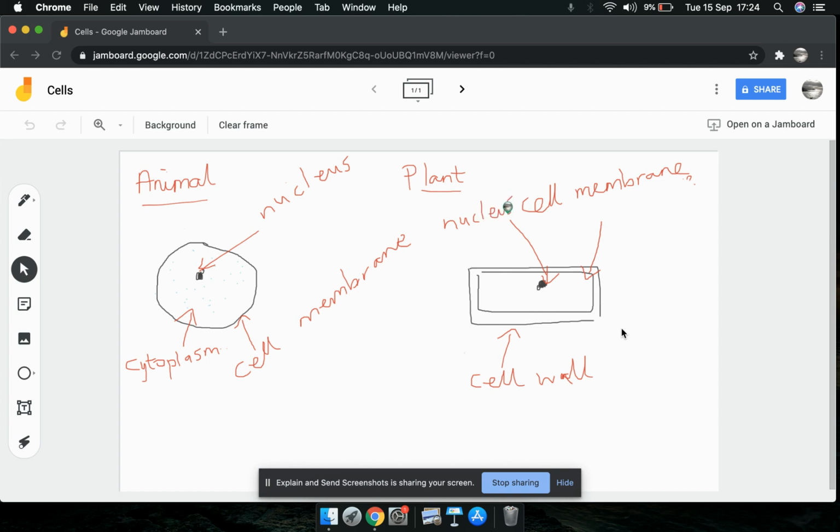Now, if you have a green biro, then this would be really useful for this part, because what you want to draw here is these oval structures that are green, and they're found throughout a plant cell. These oval structures represent what we call chloroplasts. Now, I'm sure some of you might have heard of chloroplasts. Chloroplasts are what allow plants to photosynthesize, in other words, make their own food. And chloroplasts contain something called chlorophyll.